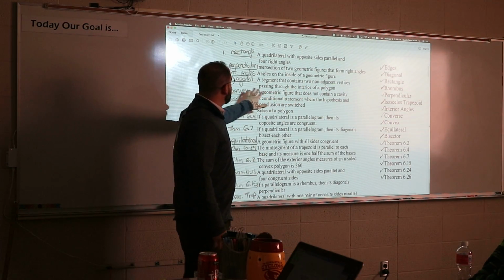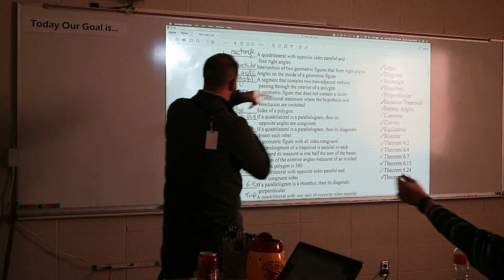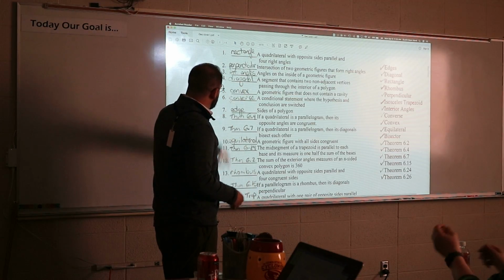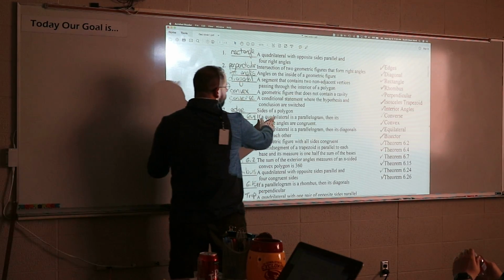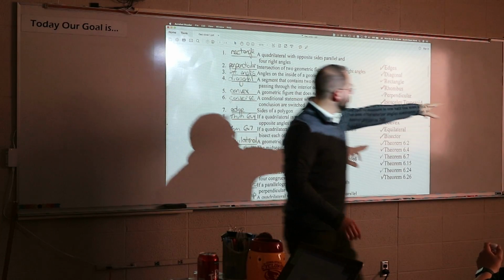A geometric figure that does not cave in is a convex figure. Converse is a conditional statement where you flip the hypothesis and conclusion around. The sides of a polygon are called edges. Now we get into most of these theorems. A quad, that's a parallelogram. Since this is a theorem that talks about parallelograms, there's only a select few numbers.